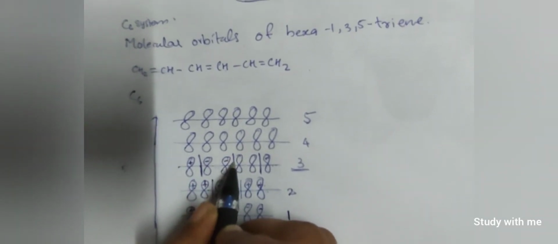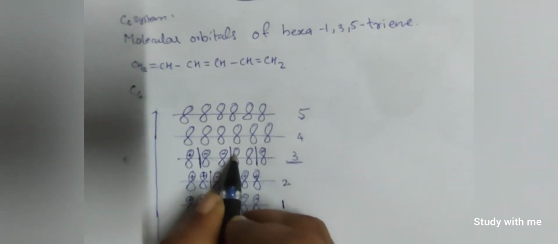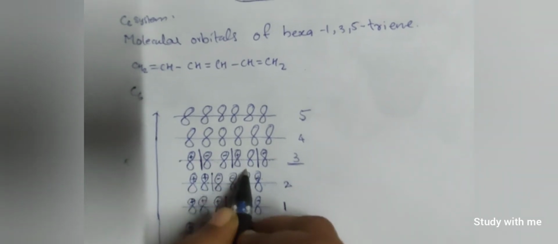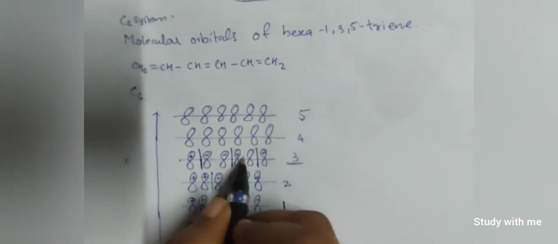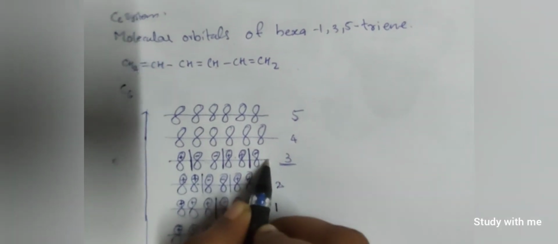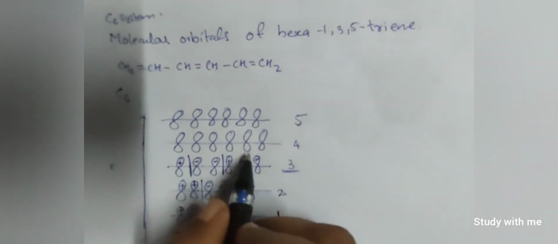And we have a node here, so what will be the sign of this? This will be positive. And here we will not have any node, so we will have a positive sign here. So this will match, that is, here a node can be introduced. So we fill the fourth one also. And next we will get into the fifth molecular orbital.